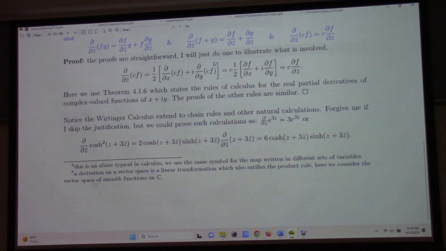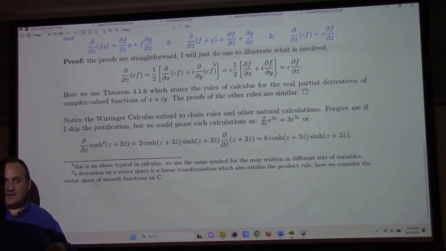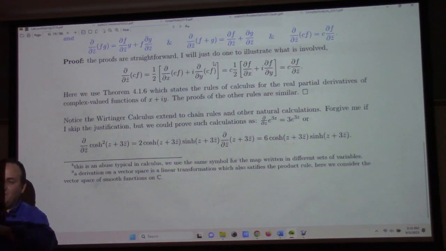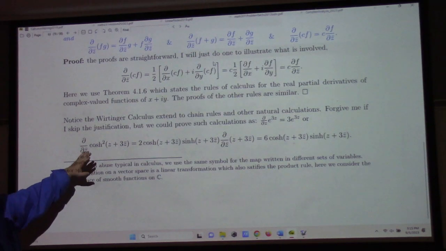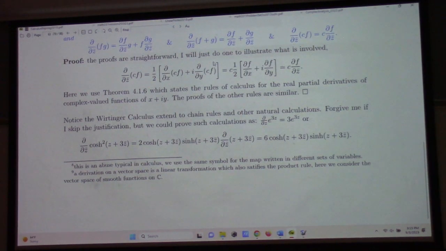Now, the Wirtinger calculus will also extend to chain rules of other natural calculations. Admittedly, Ben will ask me, but we haven't proved the derivative of cosine squared of a complex variable yet. And actually, I don't know how much trouble there is to really prove these things here. I'm just saying it's true. I haven't done the legwork to really prove that, but it is true. That is how it works.